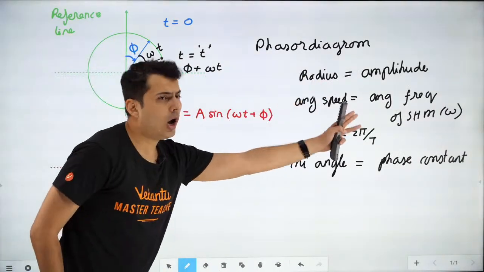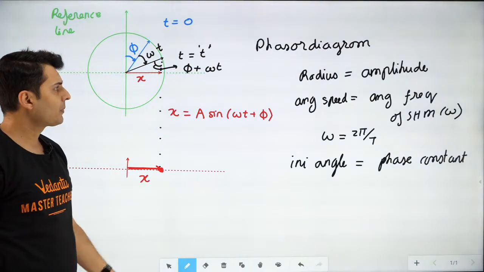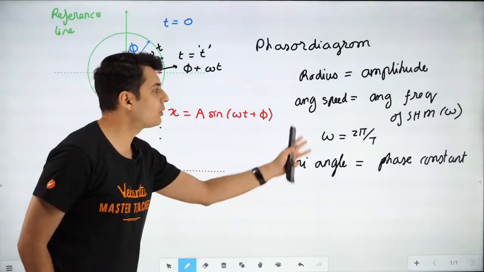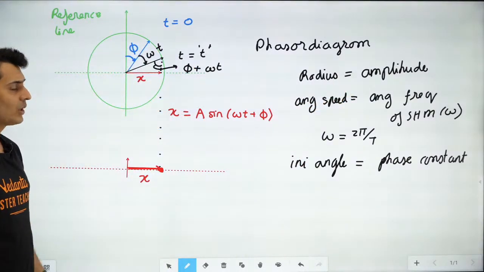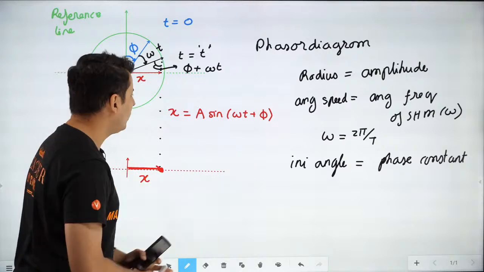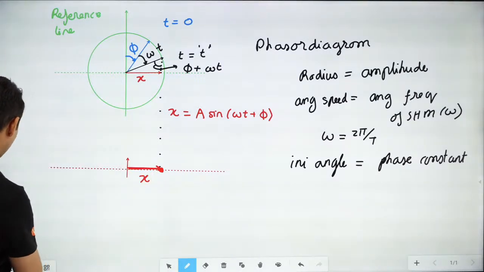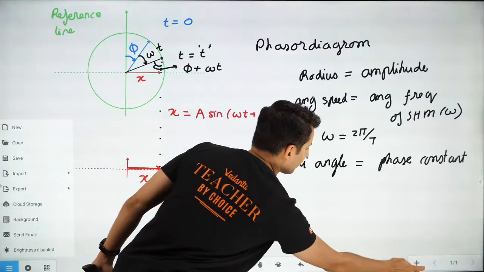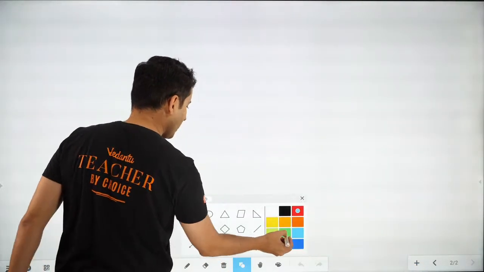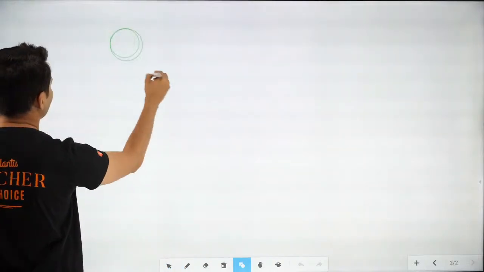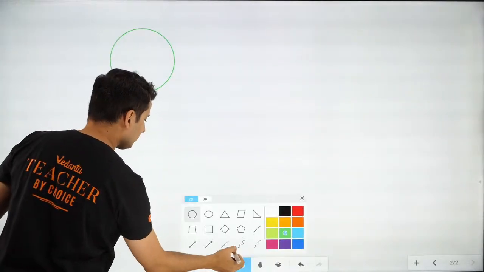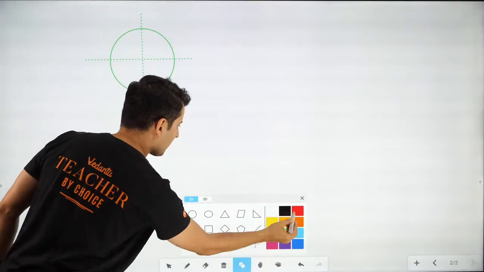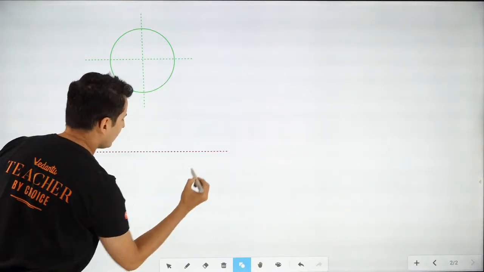So you can see a lot of similarities over here between circular motion, uniform circular motion, and simple harmonic motion. Now, what I want you to understand, let me just add one page. Just imagine, again, I will draw this uniform circular motion, and then this is SHM.